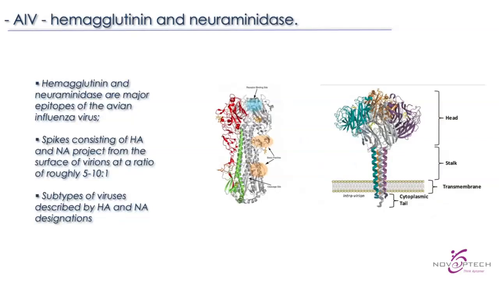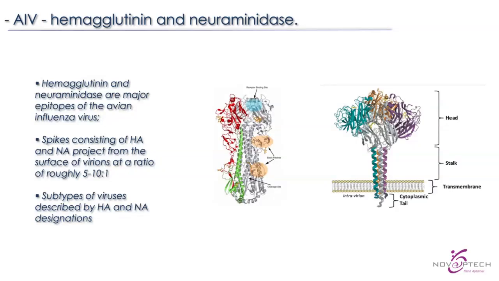So the two major antigens on the virus are these two proteins, hemagglutinin and neuraminidase. So they are outside the envelope of the virus. They point outward, and they are recognized by different elements. Firstly, this is the way for the virus to infect the cells.